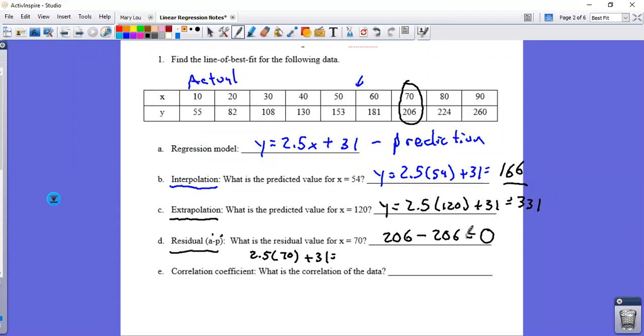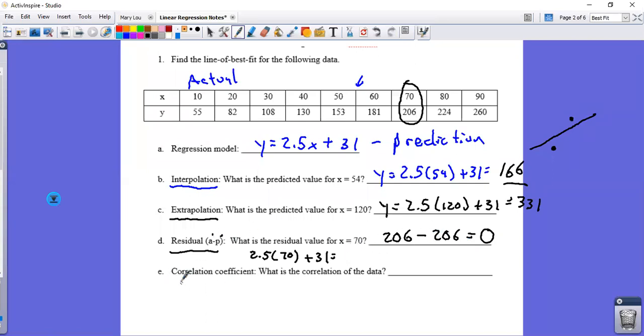If you get a positive residual, that means your actual point is above the line somewhere. And if you get a residual of negative, that means your actual point is below that line somewhere.